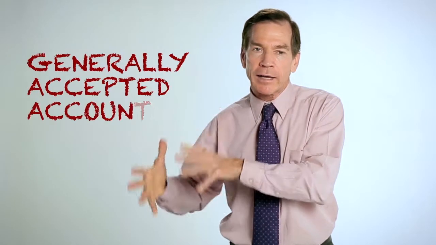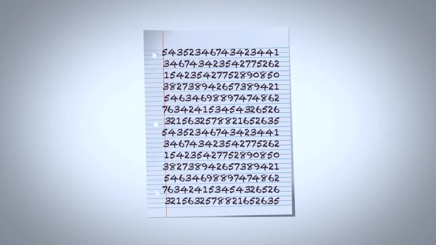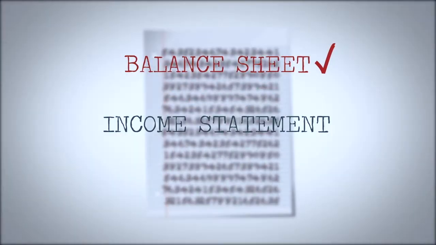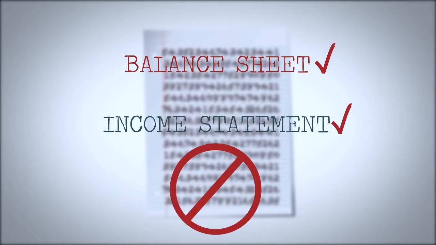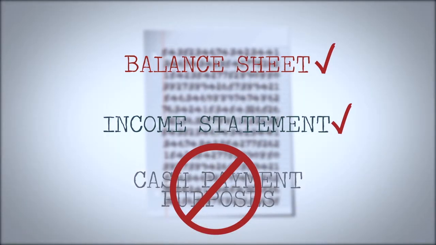One category is accounting, and we call that generally accepted accounting principles. This is the accounting reports that you send to your shareholders and lenders to impress them. It's a piece of paper with a bunch of numbers on it. It has a balance sheet. It has an income statement. It is not relevant for any cash payment purposes.